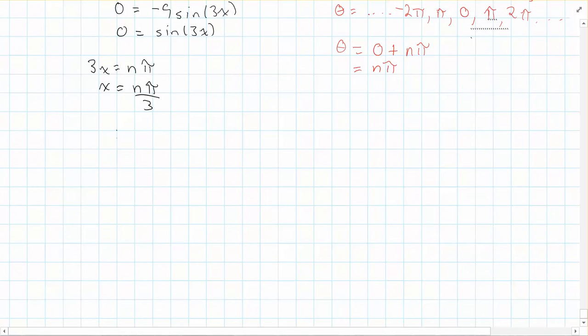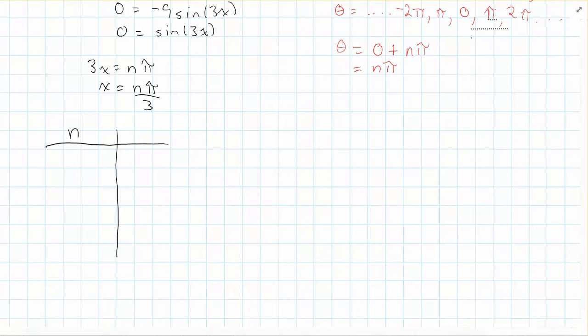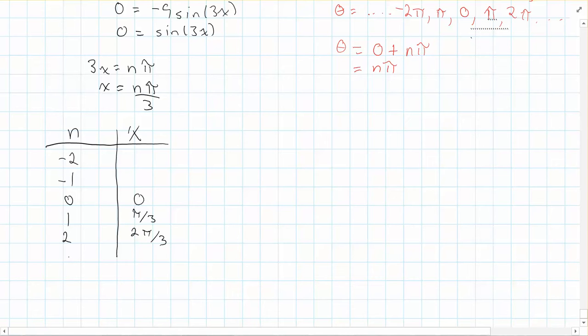Now we have to figure out which of these values are in the interval that we're given. So we have n and then x. And so again, just pick some values for n and see if we have enough values to satisfy my interval. Clearly if n is 0, we get 0. If n is 1, we get pi over 3. If n is 2, you get 2 pi over 3. And so we might have to do another one. If n is 3, we get pi, which is the endpoint. So we don't have to go any further, because now I've reached the endpoint. And if we do the same in the opposite direction, you get negative pi over 3, negative 2 pi over 3.